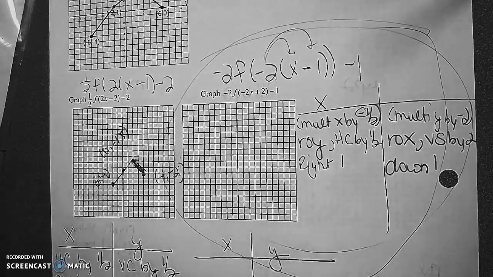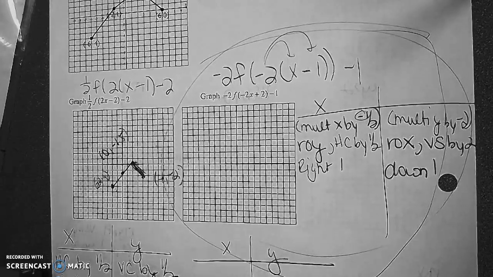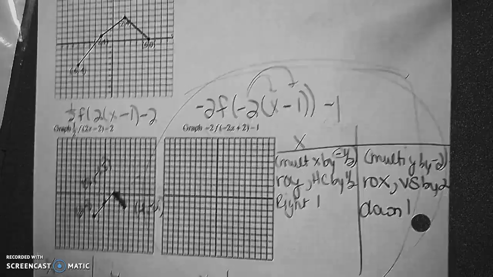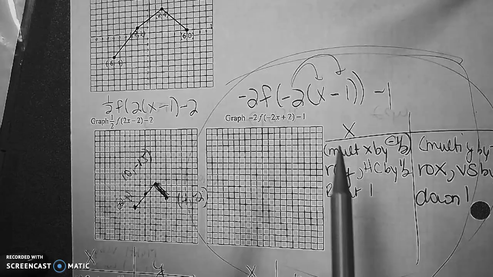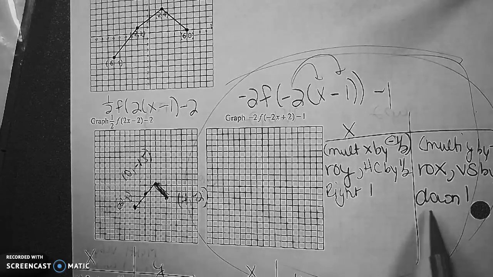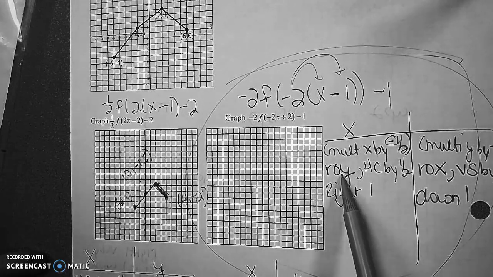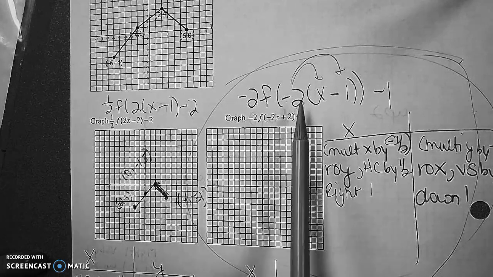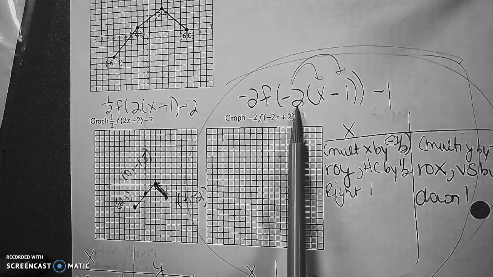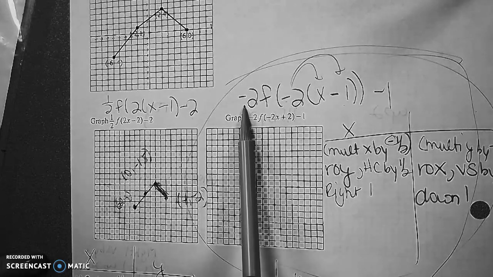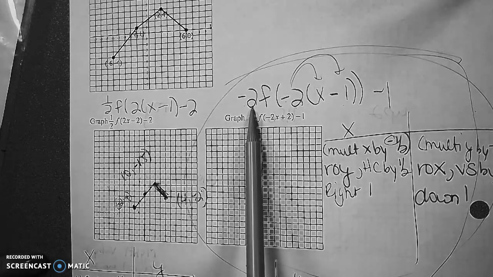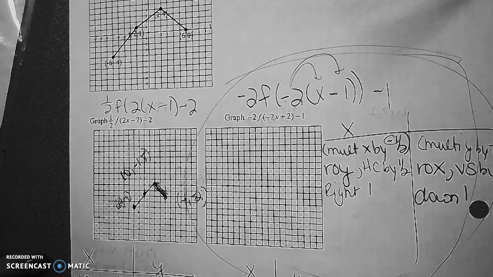Algebra 2. This is the problem I told you we would finish up on a video. So I'm looking at our notes from today. This is note set 7, the very last problem. And in class, we went ahead and labeled the transformations. And so you told me a reflection over the y, horizontal compression by 1/2, right 1, reflection over the x, vertical stretch by 2, and down 1.